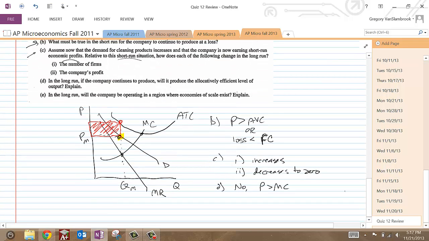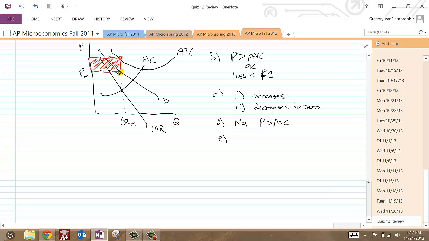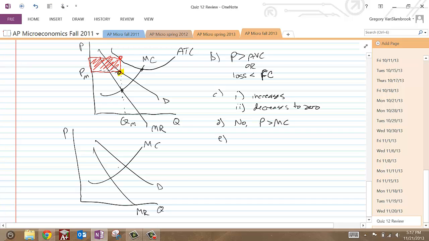And last part of the problem here, E. In the long run, will the company be operating in a region where economies of scale exist? Explain. So the answer to that, probably best if we draw the graph so you can see it. Demand, marginal revenue, marginal cost, profit maximizing quantity and price. And remember, in the long run, our graph looks like this. You've got ATC tangent through there, and cutting through marginal cost at its minimum.